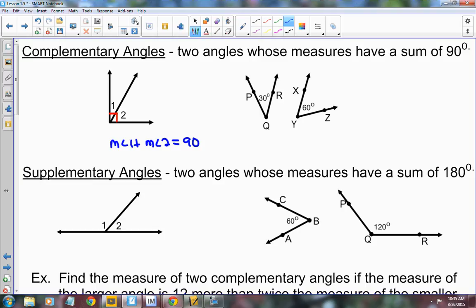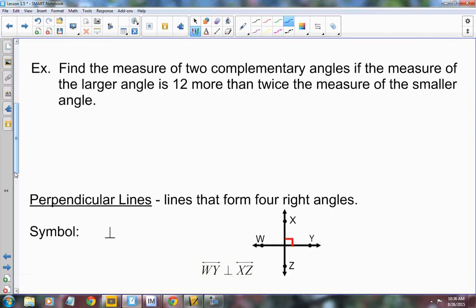Then we have supplementary angles. Supplementary angles add together to equal 180. Your linear pair adds up to equal 180, so it's always going to be considered supplementary. You could have just two random angles, a 60-degree angle and a 120-degree angle. If they add up to be 180, then they are said to be supplementary. Okay? So supplementary adds up to be 180. Complementary adds up to be 90. You need to know that. Okay? All right. Here's a question.